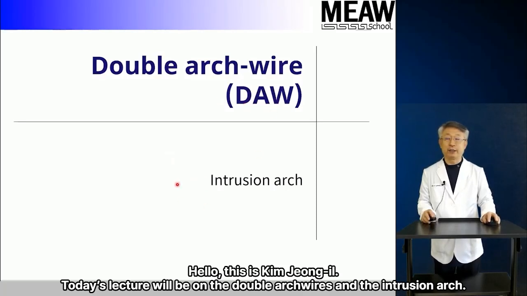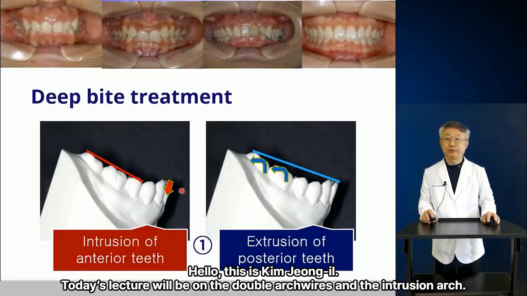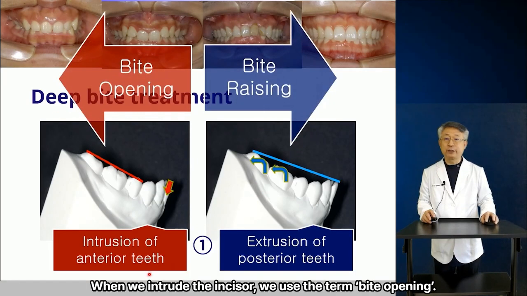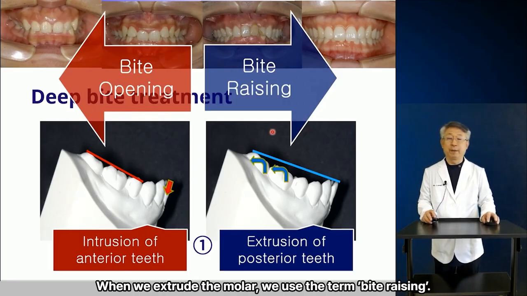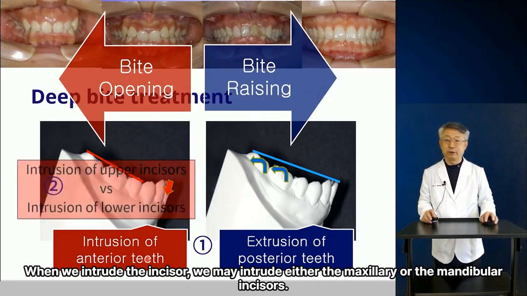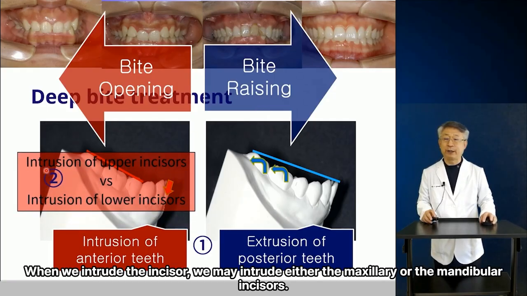Today's lecture will be on the double arch wires and the intrusion arch. We treat cases of deep overbite by intruding the incisor or extruding the molar. When we intrude the incisor, we use the term bite opening. When we extrude the molar, we use the term bite raising. When we intrude the incisor, we may intrude either the maxillary or the mandibular incisors.